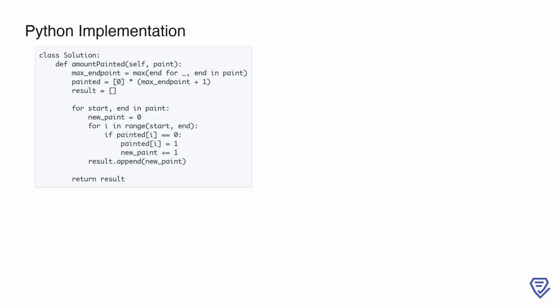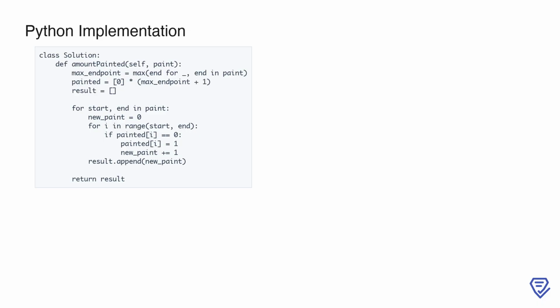The algorithm iterates through each interval, start, end, in the input. For every unit within the interval, it checks whether that unit has already been painted by examining the corresponding index in the painted array. If the unit is unpainted, value is 0, it marks it as painted, sets the value to 1, and increments the new_paint counter. This counter accumulates the total new area painted for the current interval. After processing the interval, the new_paint count is appended to the result list.